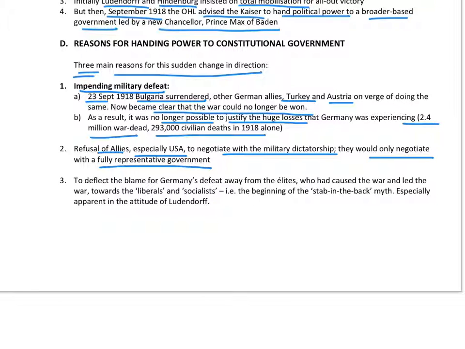So then, crucially, the decision was made, in particular by Ludendorff within the OHL, that this was an opportunity to deflect the blame for Germany's defeat away from the elites, who had of course caused the war and led the war, and deflect that blame towards the liberals and the socialists, who Ludendorff felt were causing the collapse of Germany's war effort, with the growth of revolutionary propaganda and defeatism on the home front.